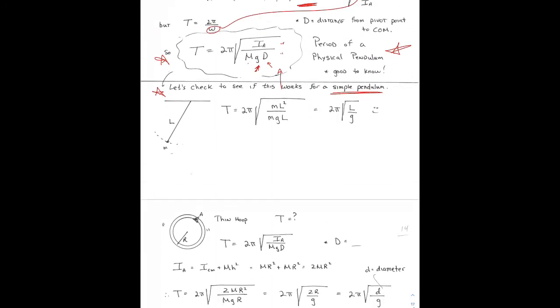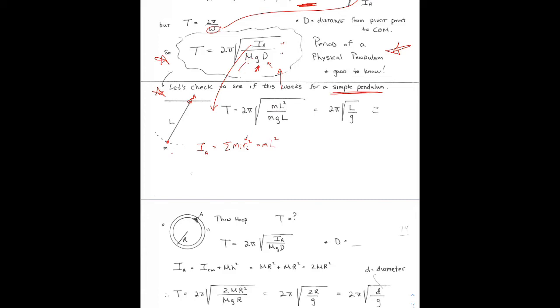So here's our simple pendulum, and I'm going to use this expression here to calculate the period. Here's my I, and there's my axis A. I have to calculate the moment of inertia about axis A for the simple pendulum. Well, a simple pendulum is a point mass, so it's a sum of m r squared. m is the mass of the point mass, and the distance from the pivot point to where that mass is is L, squared. So that's my I, the moment of inertia about axis A.